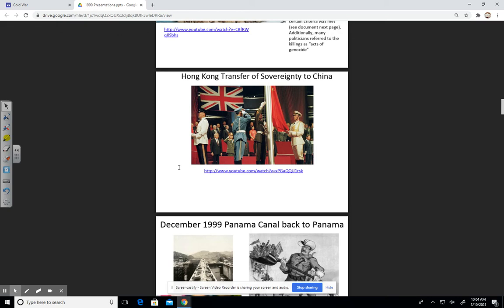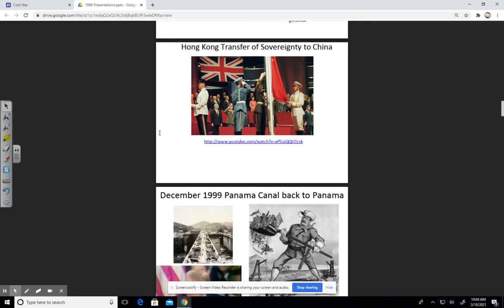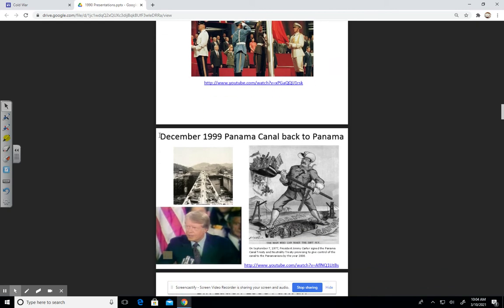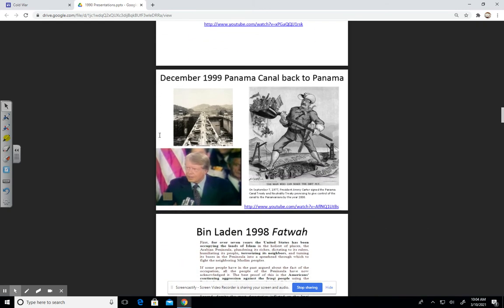Hong Kong was controlled by the British. If we go back to the early 1900s, the late 1800s, the desire to have an open door policy in China. Now we see in the 90s that Hong Kong is going back to China, which is going to allow China to have a little more say on a global scale, as well as the Panama Canal.